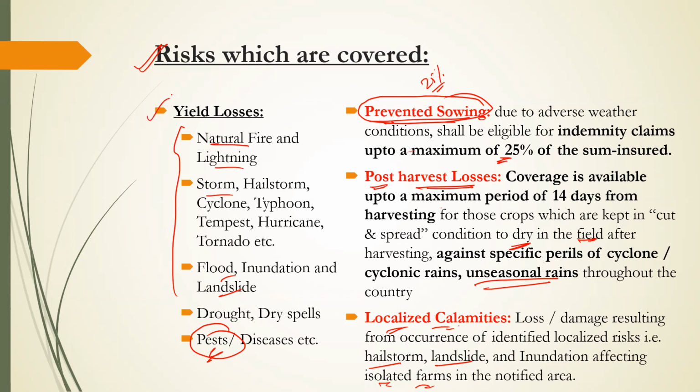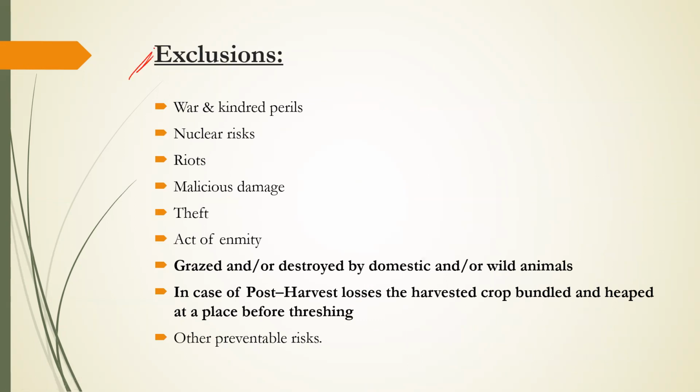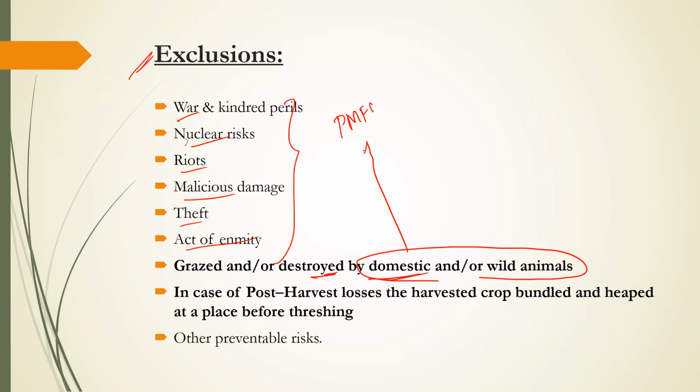So, who all are covered under the Pradhan Mantri Fasal Bima Yojana? These are the important points here. Now, once you know who all are covered, you should also know who all are not covered. The scenarios where it is not covered. So, war, nuclear risk, riot, malicious damage, theft, act of enmity. This I think you can guess. When the Pradhan Mantri Fasal Bima Yojana will not work. Now, even if your crop is destroyed by domestic or wild animals, then also it is not covered. The insurance is not covered.